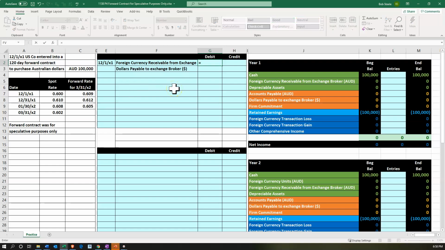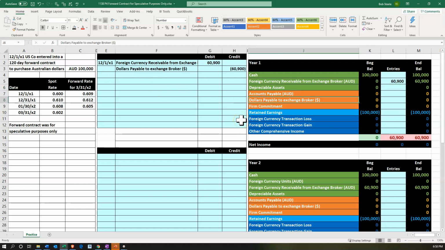So we're going to say, all right, we're going to take the 100,000 times the 0.609, and that's going to be the 60,900. So we'll put that on the books as a receivable and a liability and payable in essence. So we got the receivable on the books at the 60,900. So 60,900 is representing what we believe, our best guess, to be the value of the 100,000 Australian dollars that we're going to be receiving 120 days from now from this contract from the exchange broker.